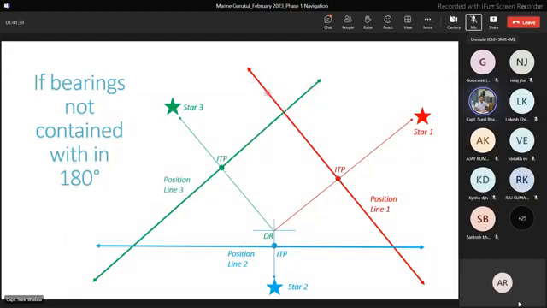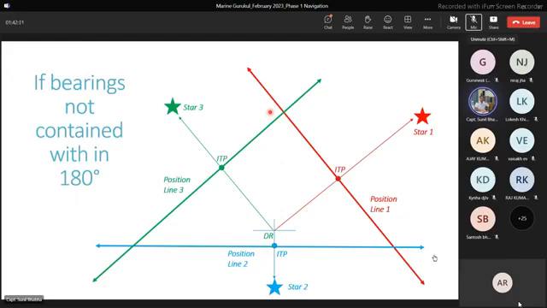So we have all the 3 position lines on the screen now: red color PL, blue color PL, and the green color PL, not intersecting at a single point, but instead making a triangle. So this is a cocked hat. Now if you look carefully, the bearings of all the 3 stars are not contained within 180 degrees. Because it is not possible to draw a line from the DR in such a way that all 3 of them come on one side of it.